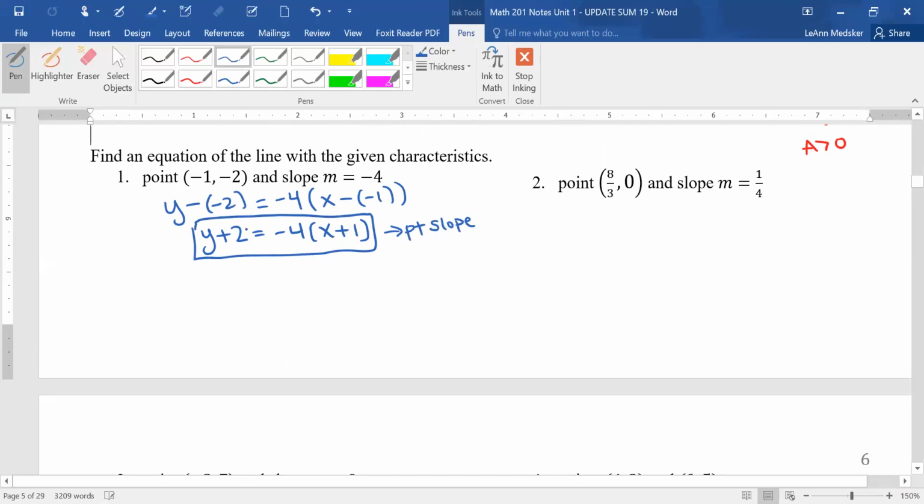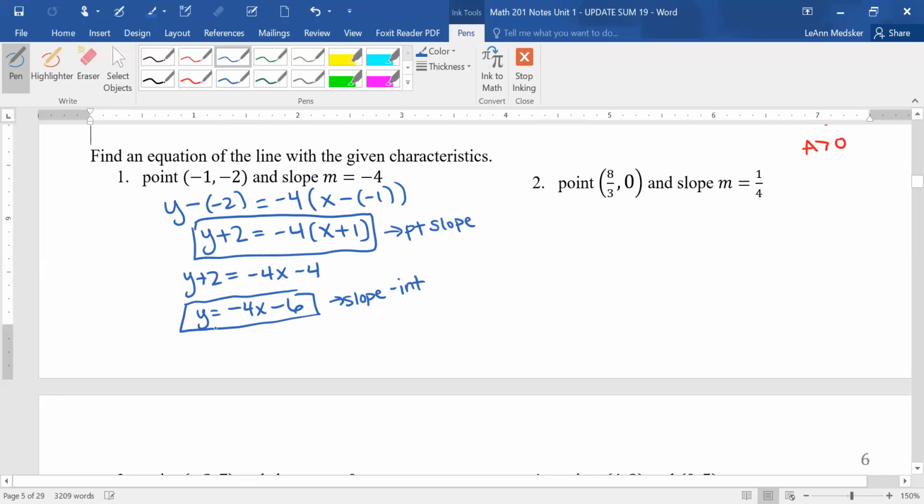Now to get it in slope-intercept, I'm going to distribute the -4 and then subtract over the 2. So this would be -4x minus 4. Subtract over the 2, that'd be -4x minus 6. So now if someone wanted my final answer in slope-intercept, I could say, now here it is.